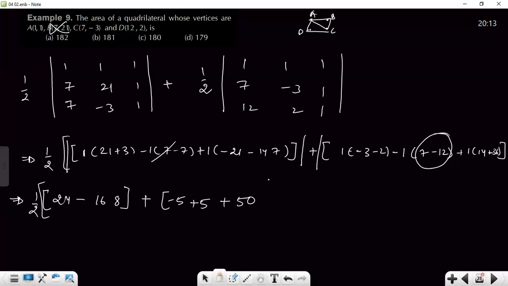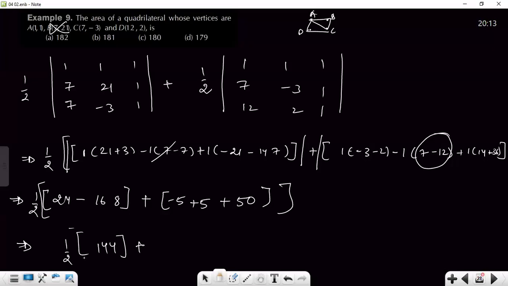Okay, so that is it. Now half. 24 minus 168 becomes 4. Okay, 16 minus 240. So that's it. That's positive. Why positive? Because it's an area of a triangle.